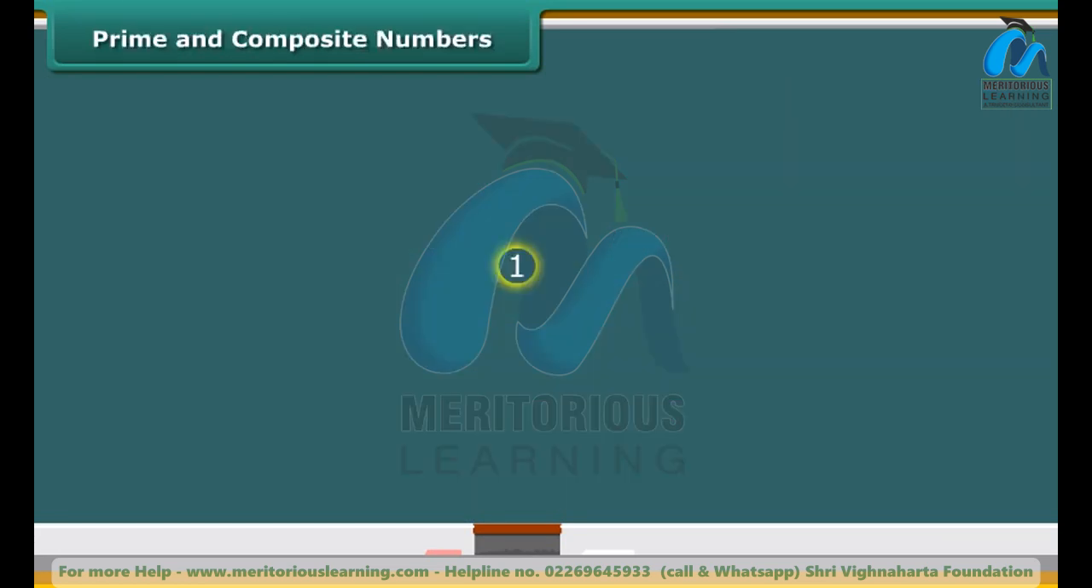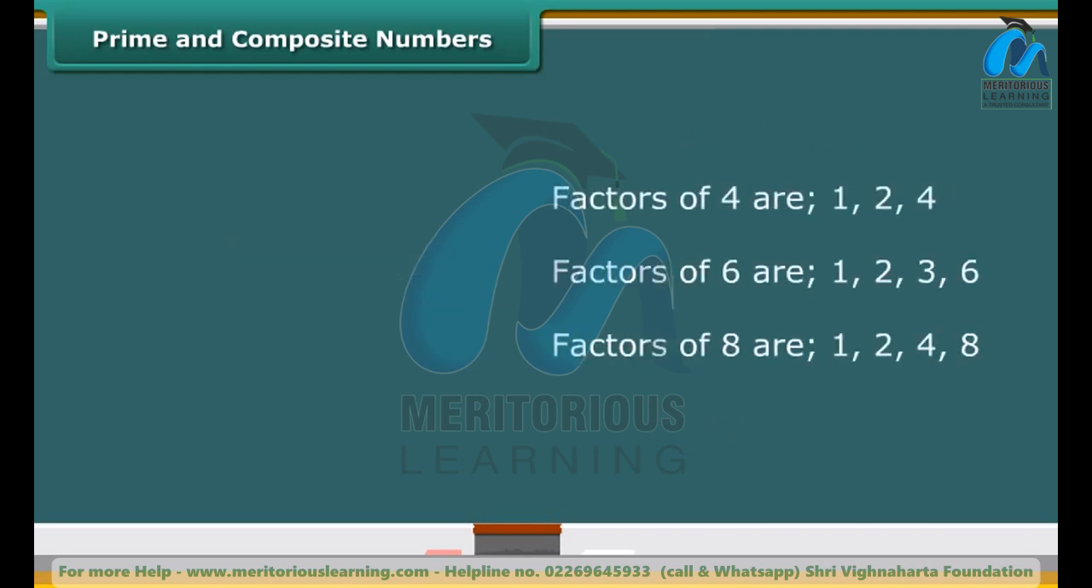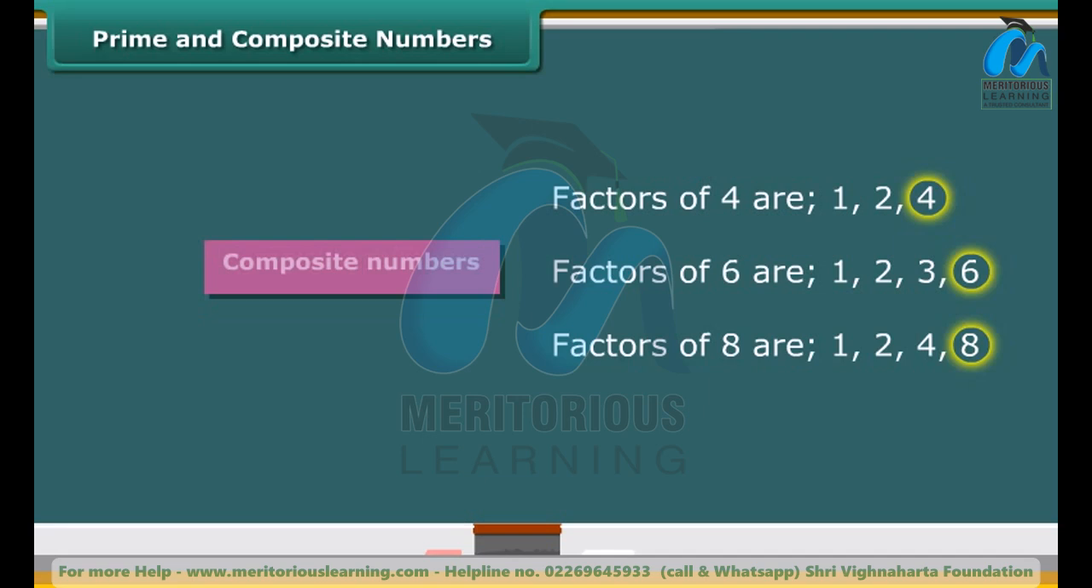Look at number 1. It has only one factor, the number 1 itself. 1 is a unique number. Look at the numbers 2, 3, 5, 7, etc. These numbers have exactly two factors, 1 and the number itself. The numbers that have only two factors are called prime numbers. Some other numbers like 4, 6, 8, etc. have more than two factors. Numbers that have more than two factors are called composite numbers. Number 1 is neither prime nor composite.